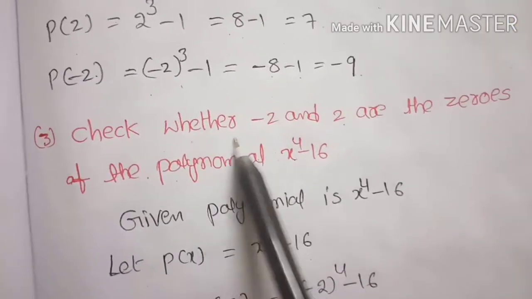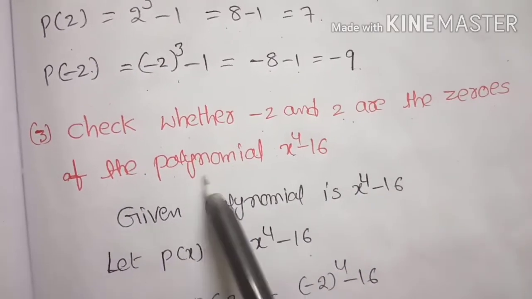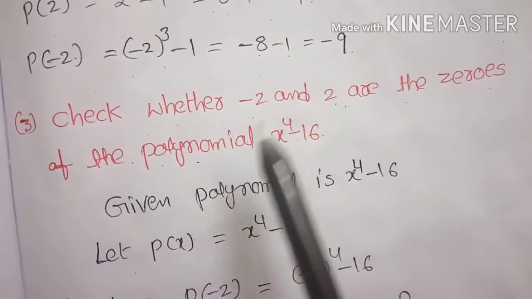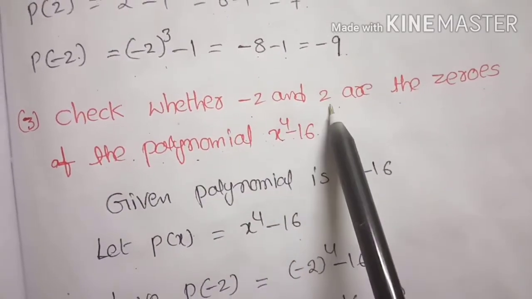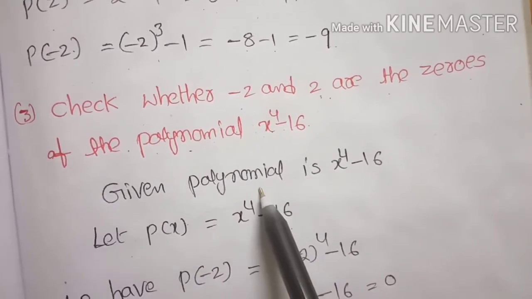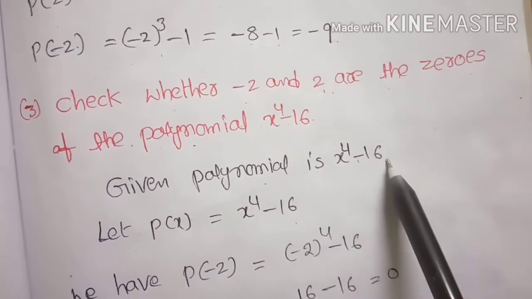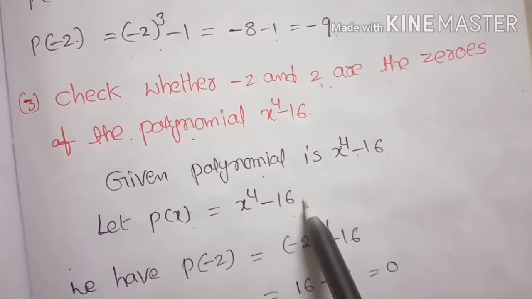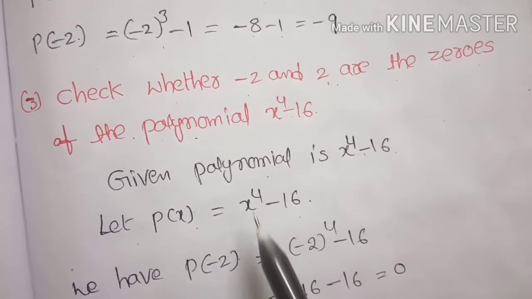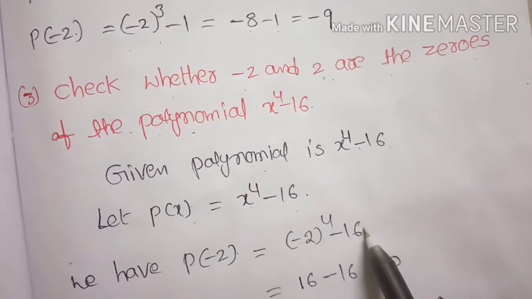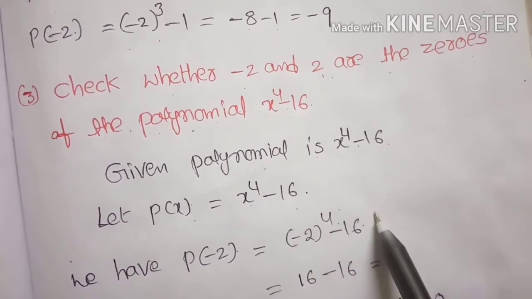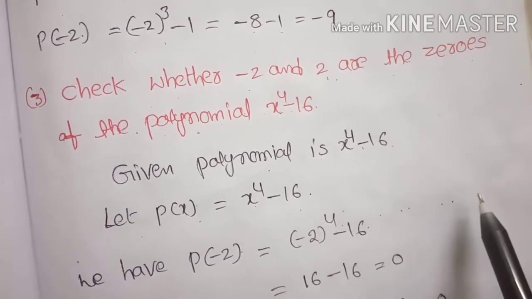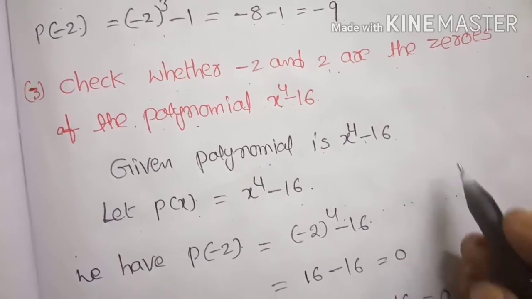Then check whether minus 2 and 2 are the zeros of the polynomial x power 4 minus 16. Okay, we substitute the values in x, minus 2 and 2. Then given polynomial is x power 4 minus 16. Okay, then let p of x is equal to x power 4 minus 16. We have p of minus 2 is equal to (minus 2) whole power 4 minus 16. Minus 2 whole 4 means minus 2 into minus 2 into minus 2 into minus 2. Okay, minus into minus plus, plus into minus minus, minus into minus plus. Okay, understand this?